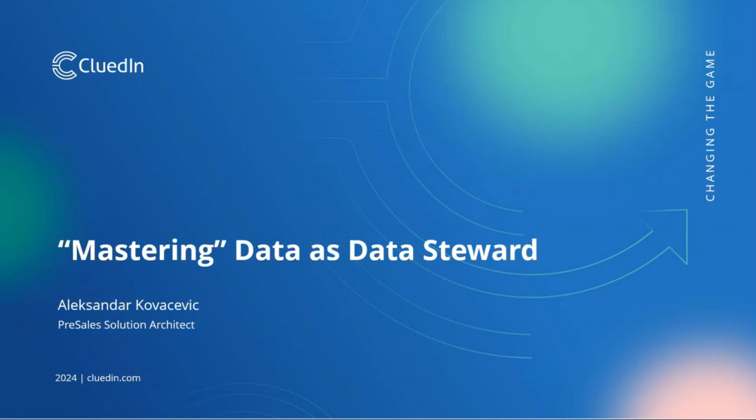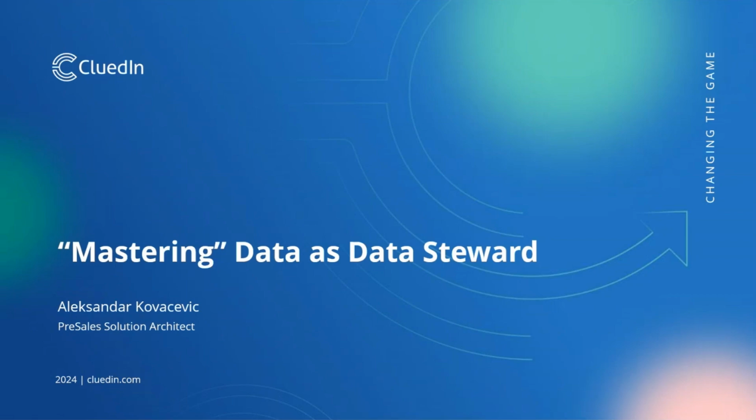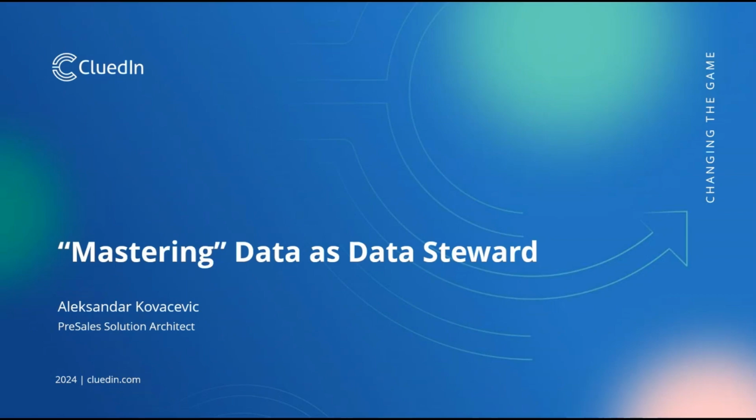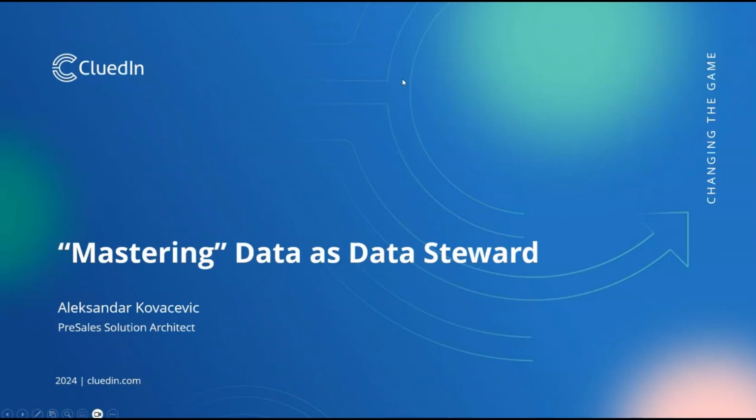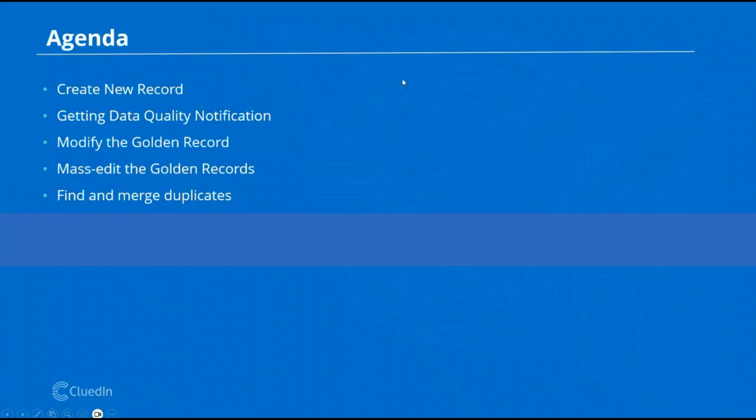Hello, everyone. Today, I'm going to be talking about how a Data Steward could use CluedIn to master the data. This will entail creating a new record, but not just creating a record, also creating new attributes afterwards. Then we're going to look at how, through the data quality rules, we could also send data quality notifications when the rules are wrong.